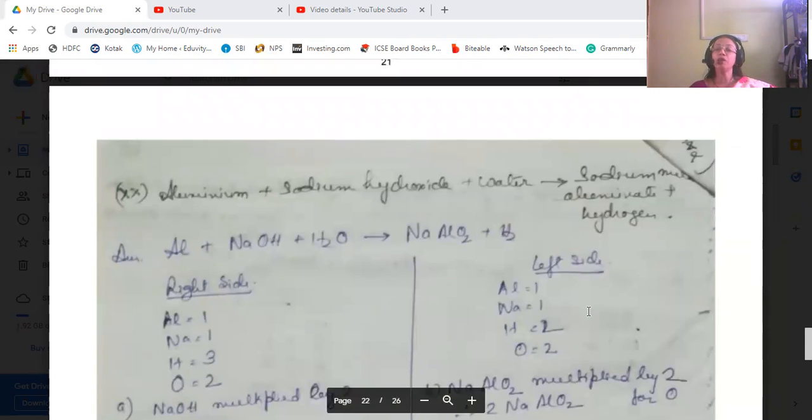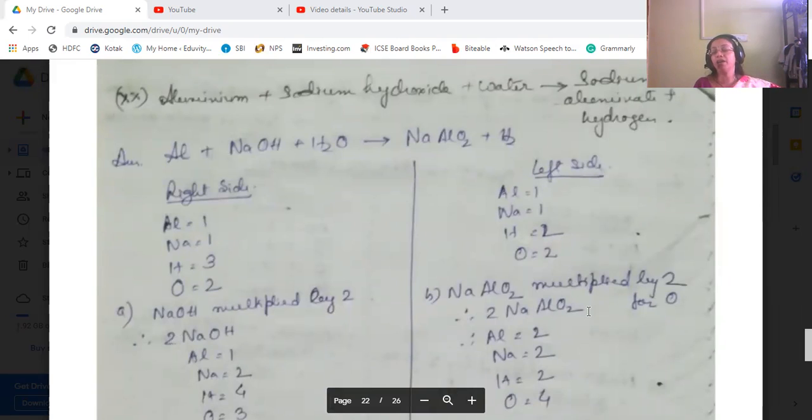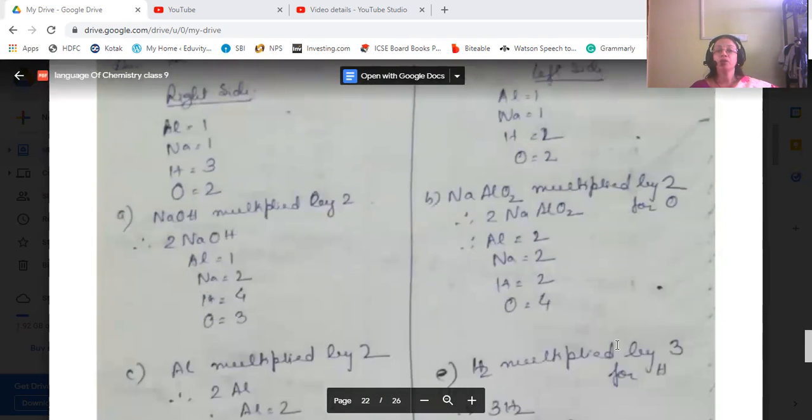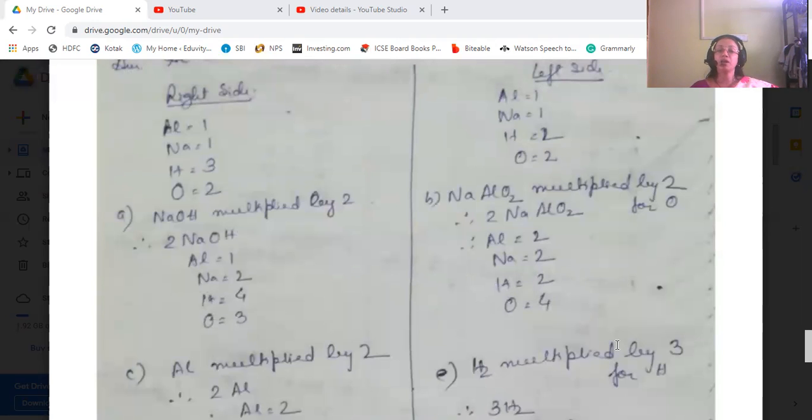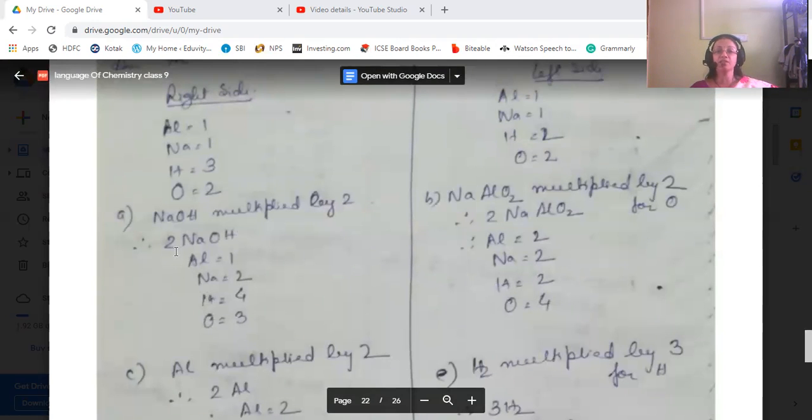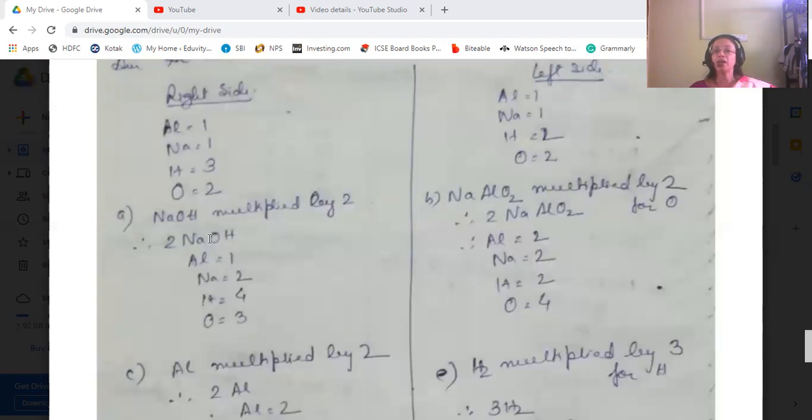Next equation is aluminium plus sodium hydroxide plus water, which gives us sodium meta-aluminate plus hydrogen. Okay. So same thing, on the right hand side, we get aluminium is equal to 1, sodium 1, hydrogen 3, oxygen 2. On the left hand side, we get aluminium 1, sodium 1, hydrogen 2, oxygen 2. The first step is on the reactant side, NaOH is multiplied by 2. So that gives aluminium is equal to 1, sodium 2, hydrogen 4, oxygen 3.